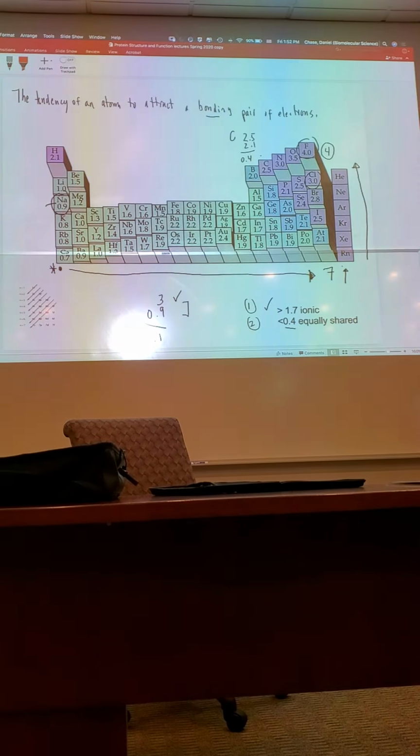So let's think about water again. I'll draw it a little bigger this time. Well, I wrote the electronegativities down here in case I forgot. Oxygen is 3.5 and hydrogen is 2.1. Well, my math says the difference there is 1.4. That's less than 1.7, so it's not ionic, but it's way more than 0.4, which is the nonpolar, equally shared bond. It's a very polar bond.